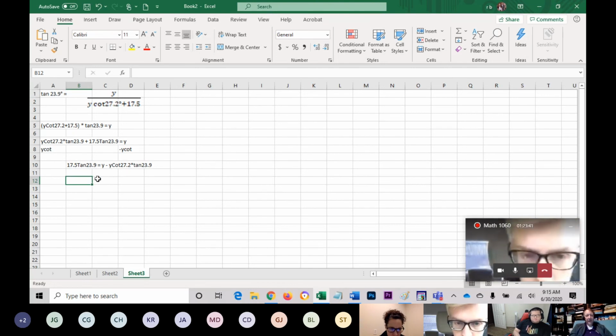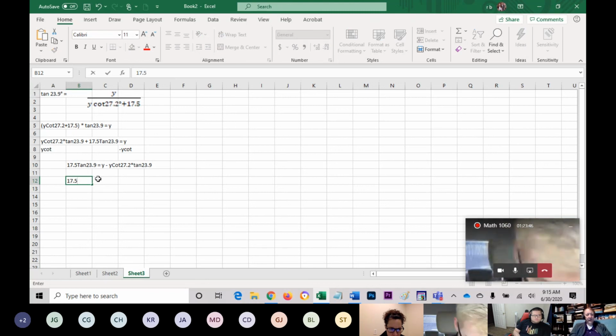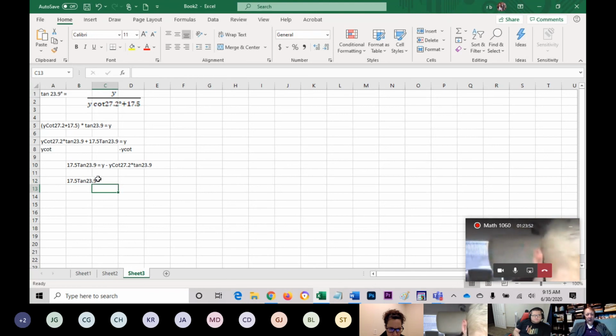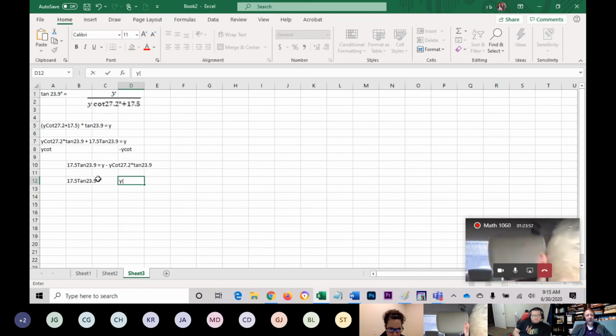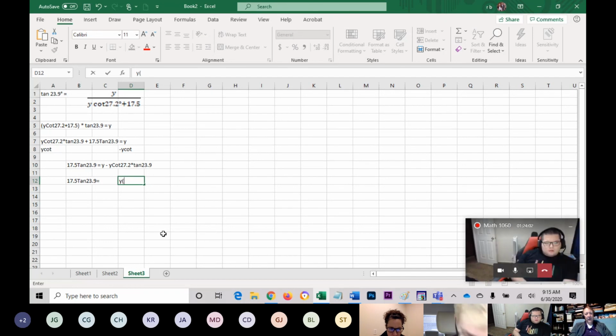Now, how do I get the y all by itself? I'm going to split this up a little bit. 17.5 tangent 23.9 equals, I can factor out my y, correct? Right. So if I factor out a y, what am I left with? 1 minus the cotangent 27.2 times the tangent of 23.9. Okay.